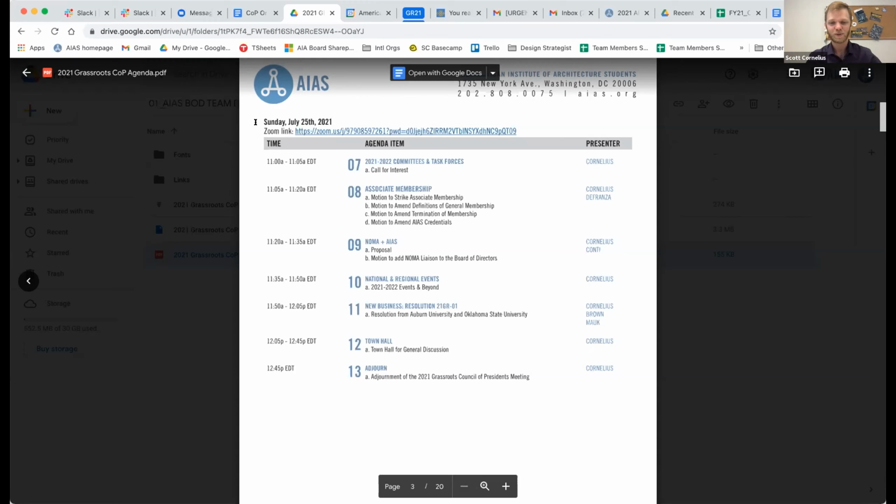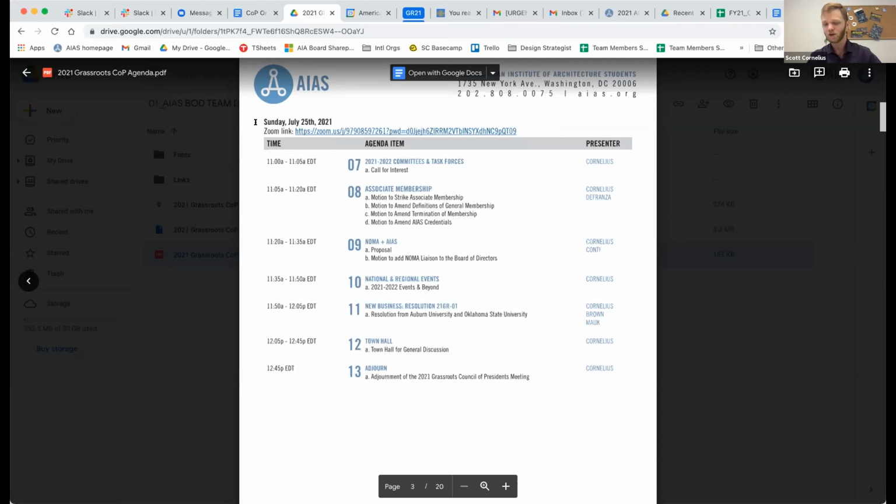And then number 10 is a discussion about national and regional events, which there's some very important announcements going on there. So make sure you're there for that part too. And then we'll go into new business. We have one resolution from Auburn and Oklahoma State University. So we'll hear from them and vote on that resolution, which is also very exciting, and is attached in the appendix if you'd like to look it over before the meeting.